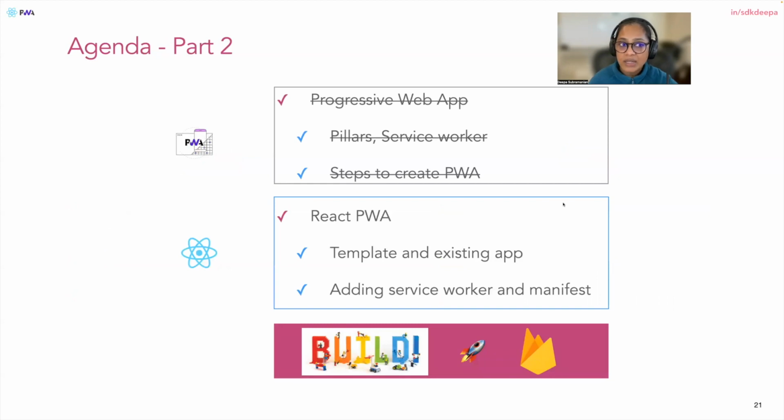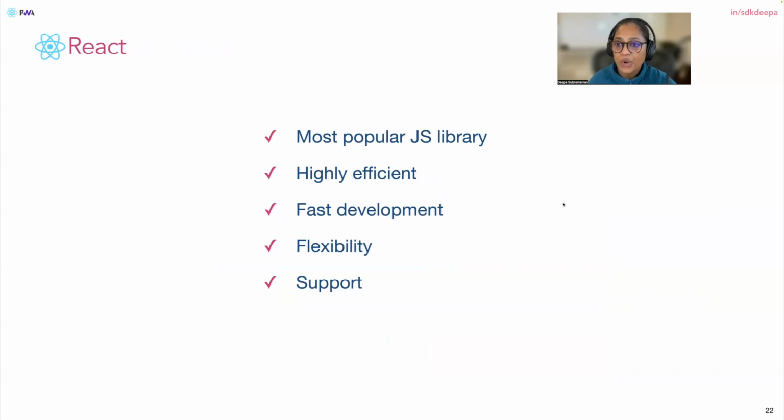So far, we talked about progressive web apps. Now let's move on to the React part of this session. As we all know, React is the most popular JavaScript library. It's highly efficient because it's component-based. It's fast. People can develop applications faster. It's flexible, and there is humongous support from the community as well. So these are some of the React benefits that we already know.